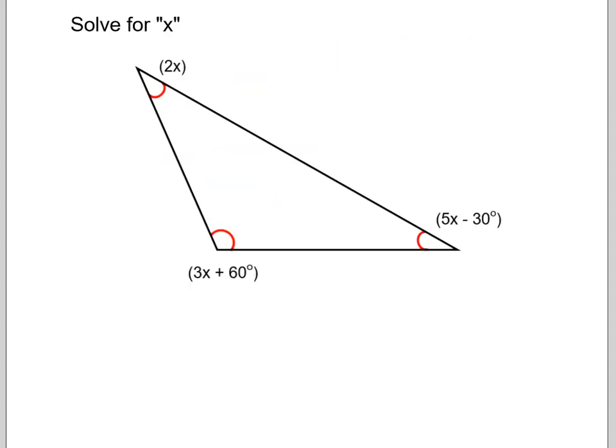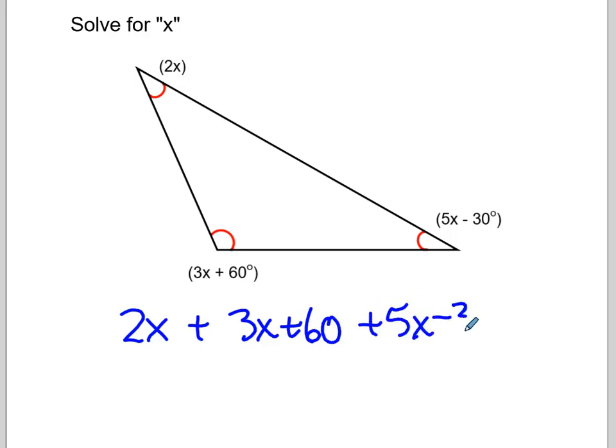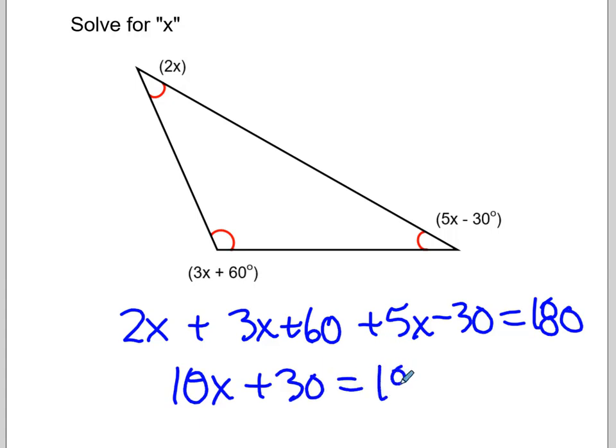Okay, this one's going to merge some of our triangle knowledge and some of our algebra skills. Okay, so I know these three angles have to sum to 180 degrees, so I'm going to write it out. Those three angles all added together have to equal 180 degrees. I'm going to collect like terms, 2x, 3x, and 5x, that's 10x. On the left hand side I've got 60 minus 30, so I'm left with positive 30.